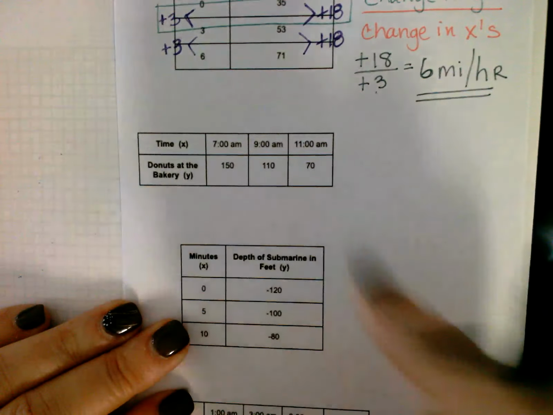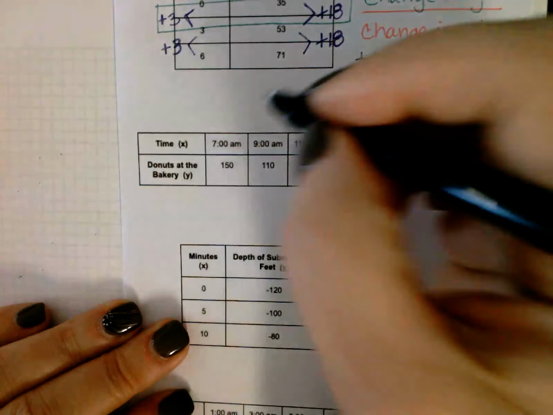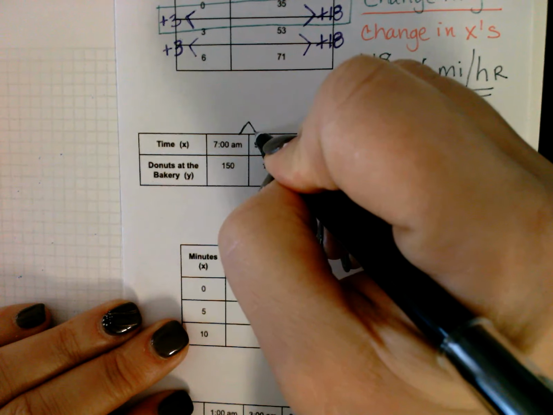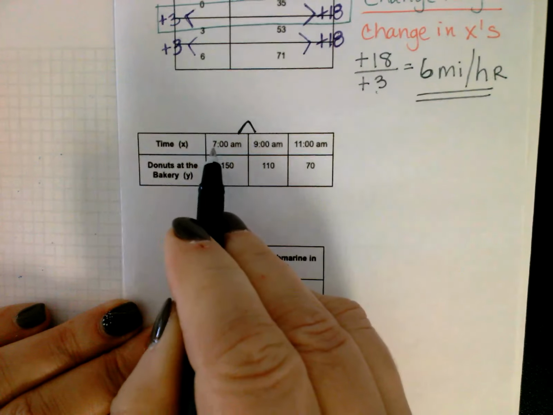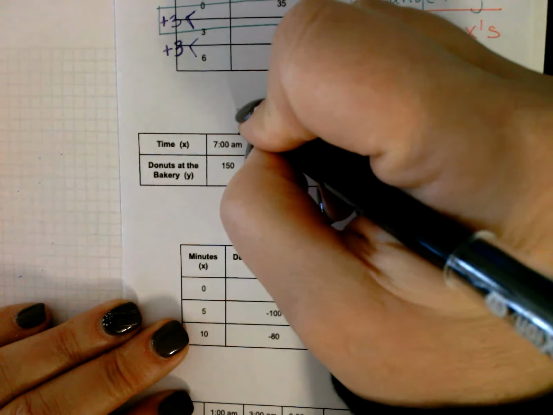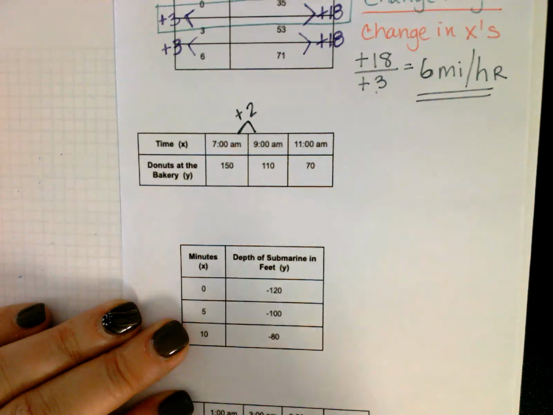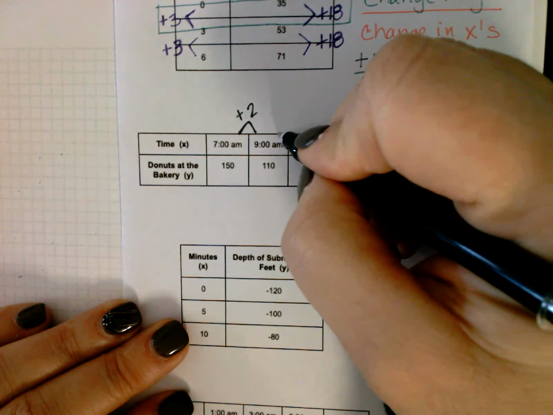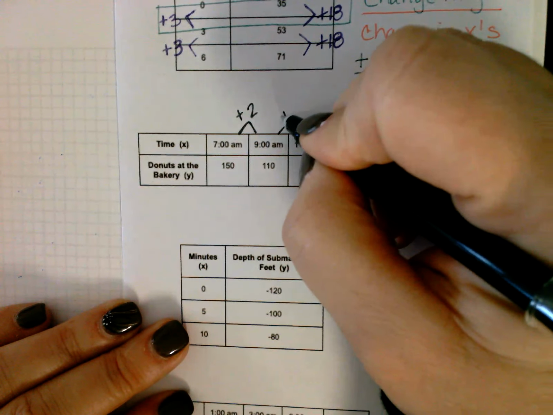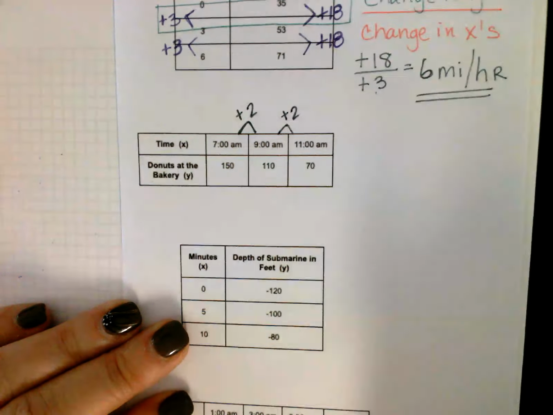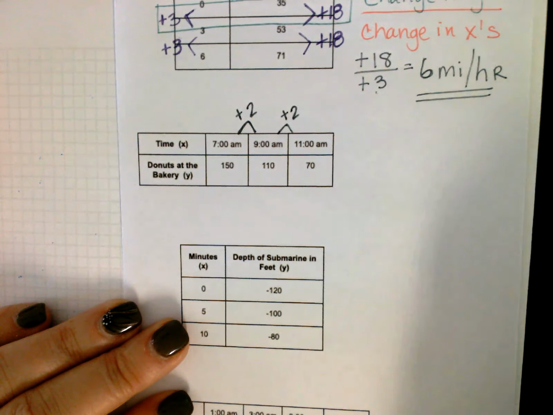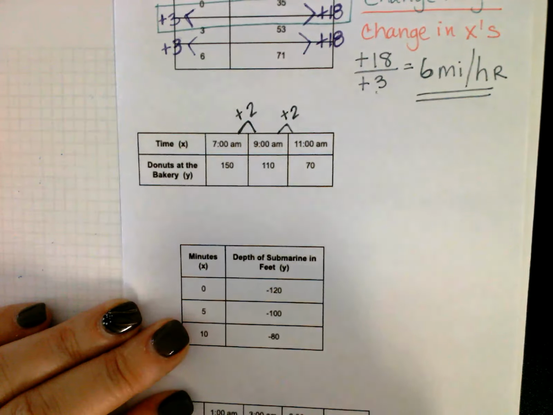This is called a horizontal table. It's exactly the same. So in our x's, to go from 7 a.m. to 9 a.m., that's +2. 2 hours have passed. 9 a.m. to 11 a.m. is also 2 hours, so +2.